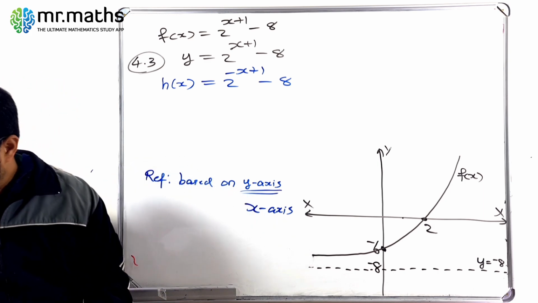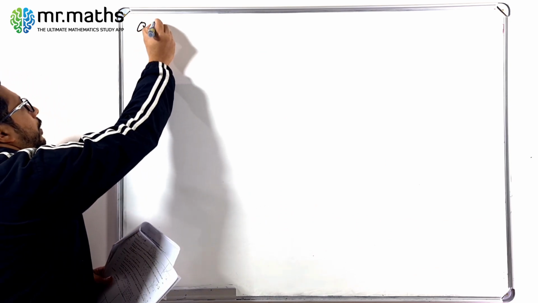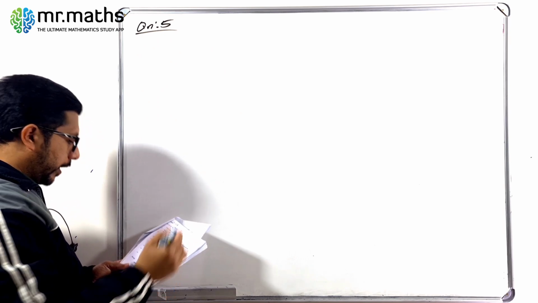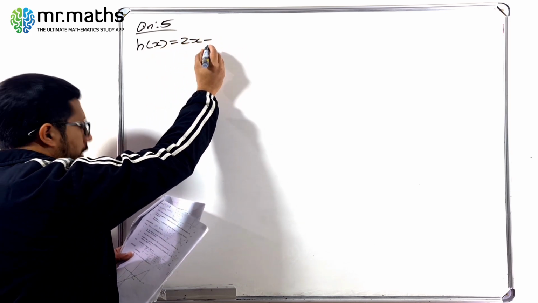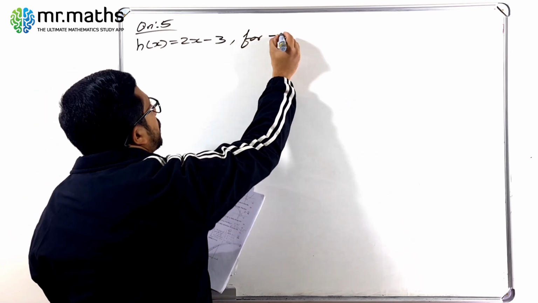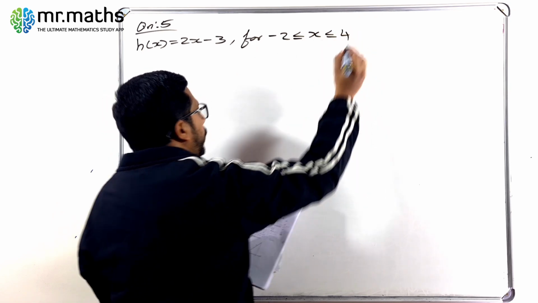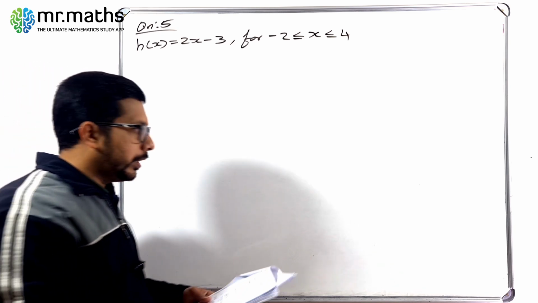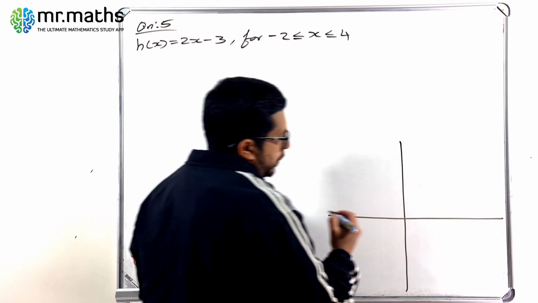Now let's go to question number 5. What does question number 5 say? Given h of x is equal to 2x minus 3, for minus 2 less than or equal to x less than or equal to 4. The x-intercept of h is q. So there is a graph given there. This is the y-axis and this one is the x-axis.